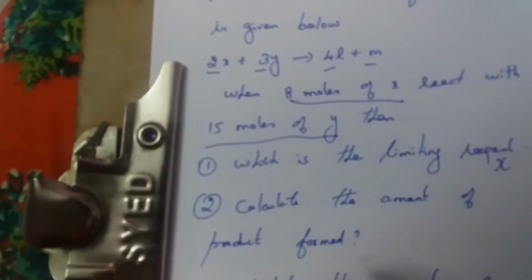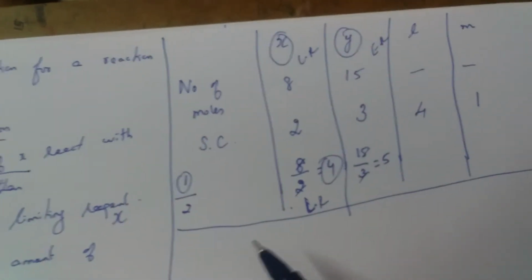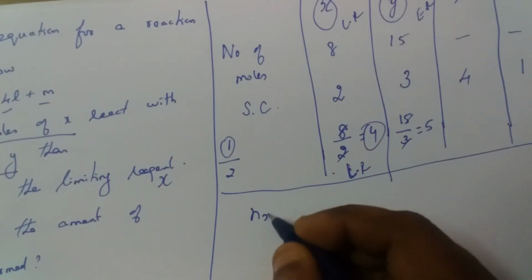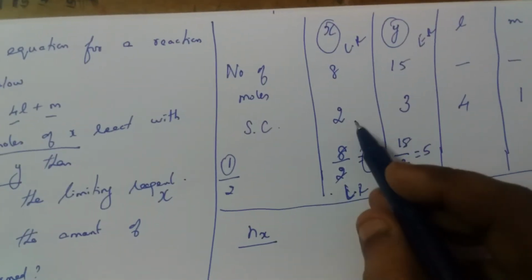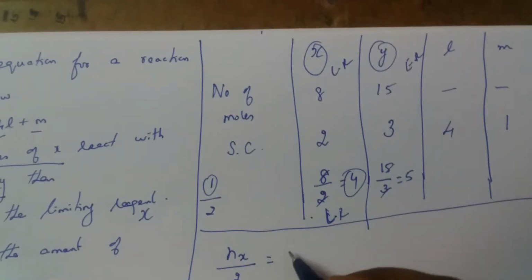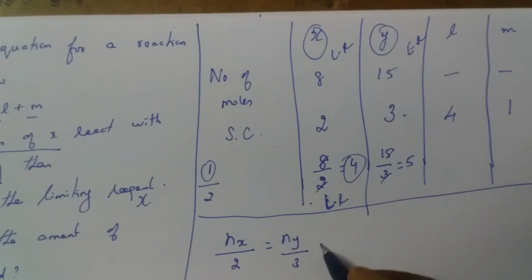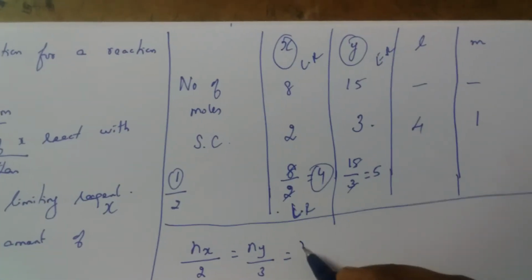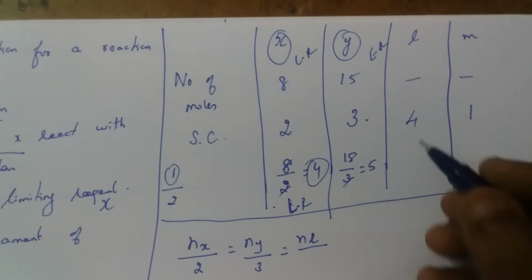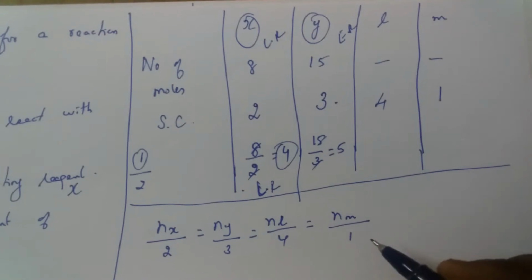Second question, calculate the amount of product formed. For this, we have to do step 5, mole analysis. In mole analysis, write the number of moles of X divided by stoichiometric coefficient 2, equal to the number of moles of Y divided by stoichiometric coefficient 3, equal to the number of moles of L divided by stoichiometric coefficient 4, equal to the number of moles of M divided by 1.